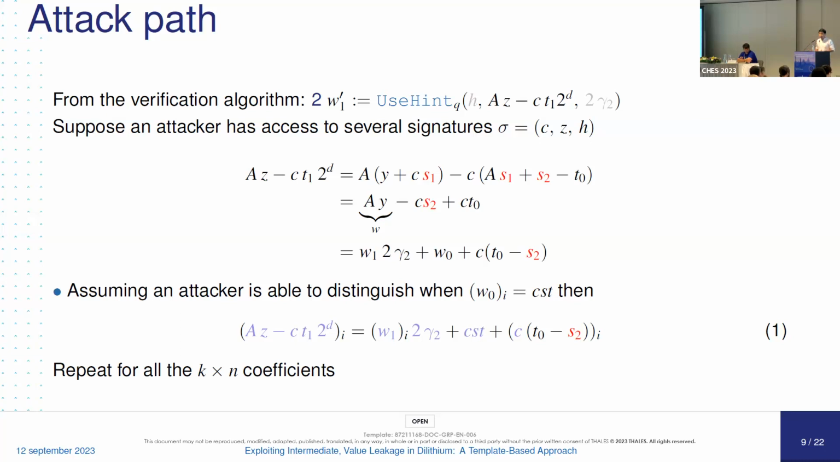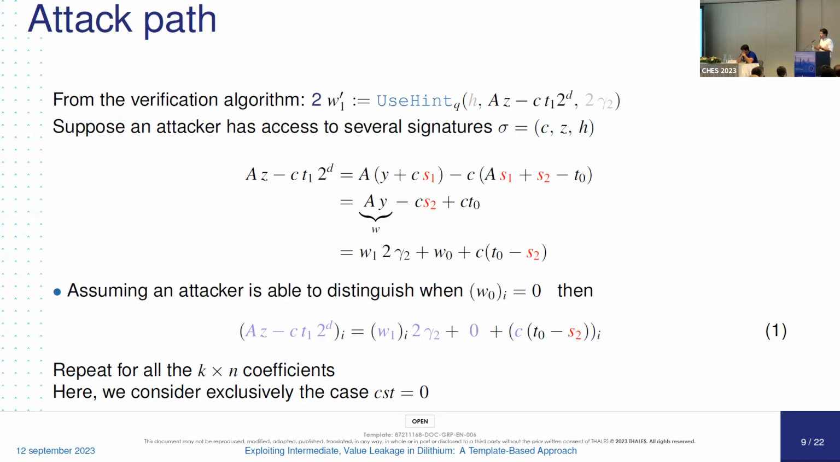Then what is left to do is to repeat this process for multiple signatures until we have recovered all the k times n coefficients. So note here that in our work and in this presentation, we are only going to be focusing on the case where W0 is equal to 0 for multiple reasons.